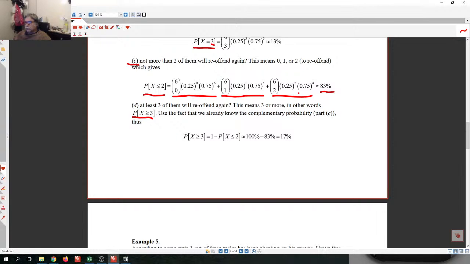Less than 3, right? This is no more than 2. And this is no less than 3. So those are complementary. This one includes 0, 1, and 2. This one includes 3, 4, 5, and 6. These two probabilities are complementary. So if the first one is 83%, the second one is 17%. That's it. So you have to notice that. You are using properties of probabilities, and they are still in force.